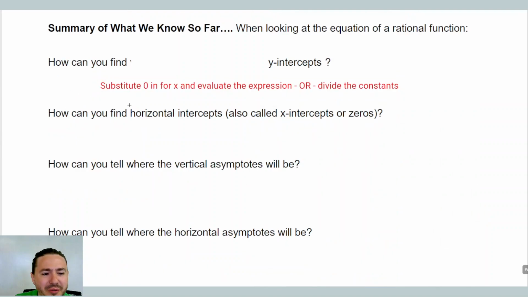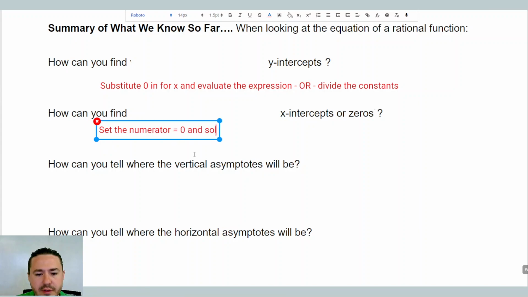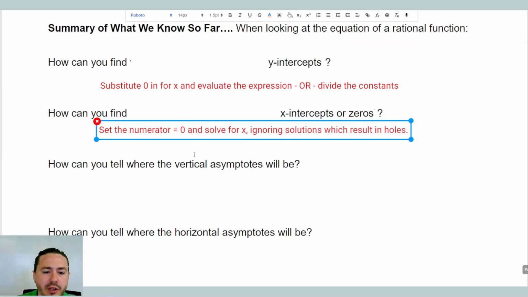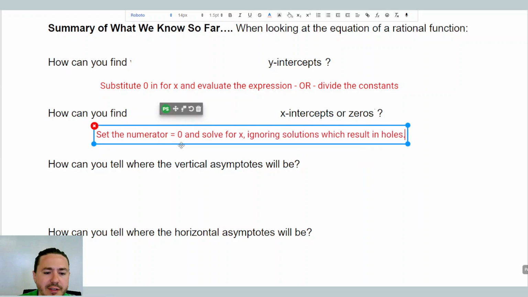How do you find the horizontal, again, who calls them horizontal intercepts here? Geez, whoever wrote this should really be questioned. Now, sometimes they are called zeros, so I will give them that. So how do you find the x-intercepts? To find the x-intercepts, you're going to set the numerator equal to 0 and solve for x, ignoring solutions which result in holes. You don't want to include any x values that would actually be holes rather than the x-intercepts.